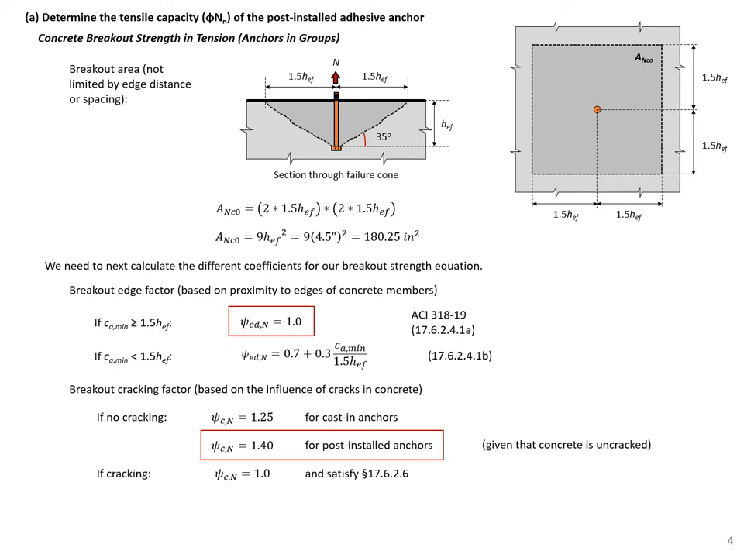We next need to find the breakout area of a single anchor, assuming we're not limited by edge distance or spacing. Here you can see a single anchor will have an embedment length of h_ef, and our breakout area is assuming a 35 degree angle from the bottom of the anchor. So we'll extend 1.5 times h_ef on each side of the anchor. We can find our breakout area that's not limited by taking 2 times 1.5 h_ef in each direction. So 2 times 1.5 h_ef times 2 times 1.5 h_ef, which will give us 9 times h_ef squared. Plugging in our known embedment depth, 4.5 inches, we can find an A_Nco of 180.25 square inches.